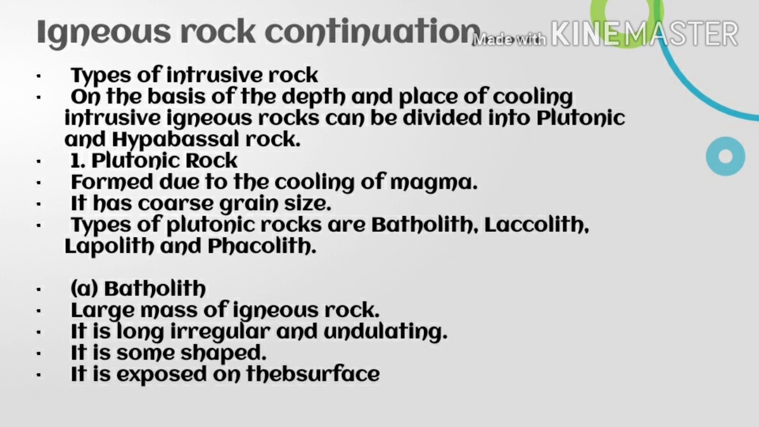Sometimes we see that these batholiths are exposed onto the surface. That's because of the weathering and erosional work that is taking place. If the weathering or erosional work is very intense, then more surface area of the batholith is exposed. Whereas if weathering and erosion are of lesser intensity, then less surface area of the batholith is exposed. And many batholiths can also be seen in the Chotanagpur and Ranchi plateau regions.